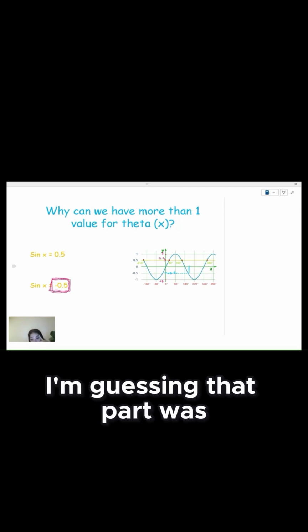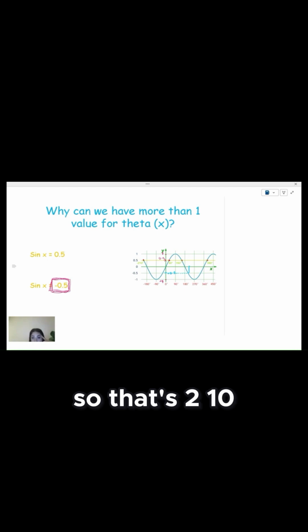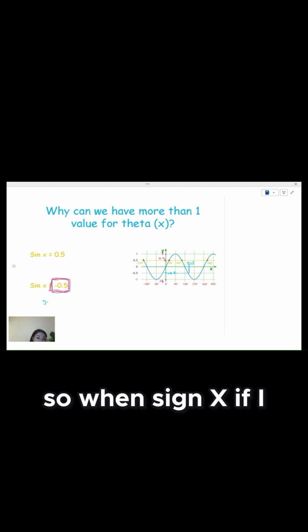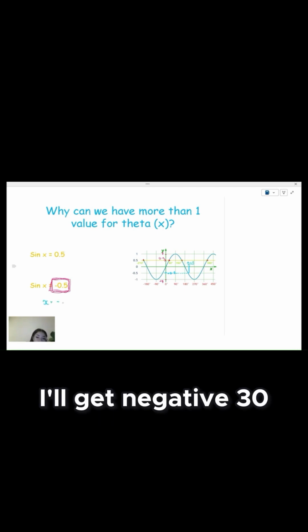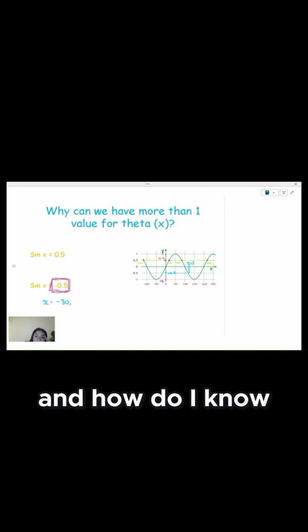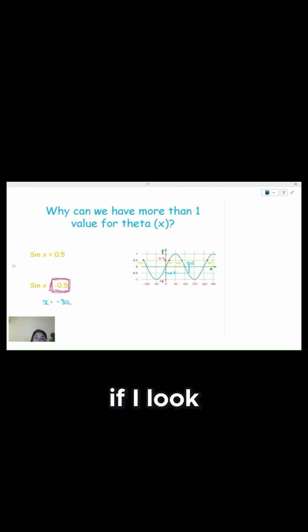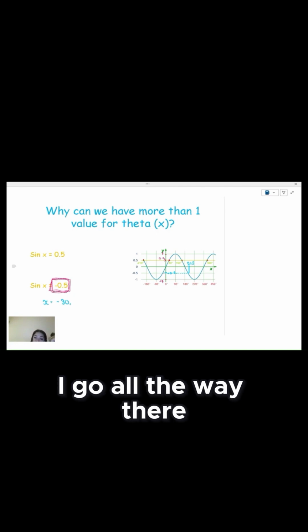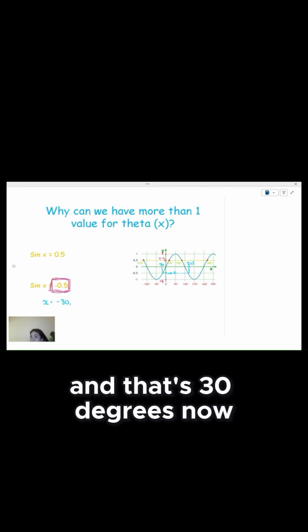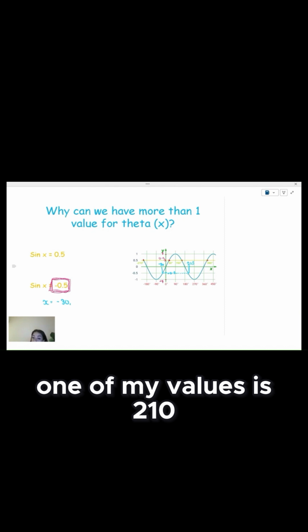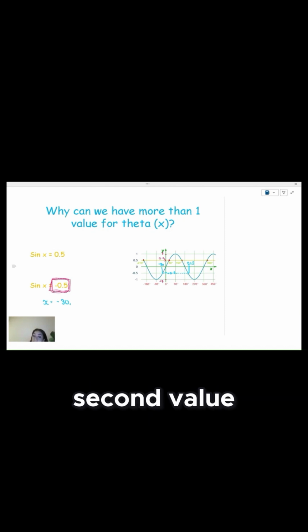So I'm guessing that part was 30, that was 180, so that's 210. So when sine x is negative 0.5, if I put this on my calculator, I'll get negative 30. And how do I know? From the graph, because if I look on the negative side, I go all the way there, it touches there, and that's 30 degrees. Now, one of my values is 210. I can find this second value in the same way.